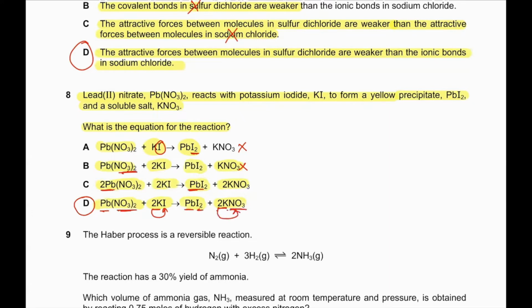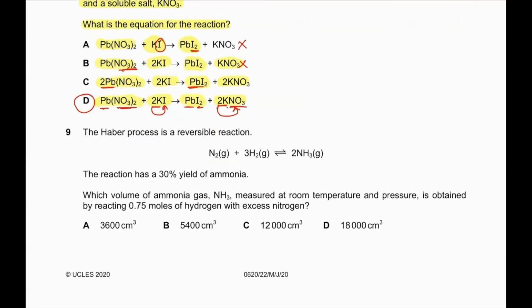So yes, this is a balanced equation. 8D is the correct answer. Question number 9. The Haber process is a reversible reaction. N2 gas reacts with H2 gas to produce 2 ammonia gas. A reaction has 30% yield of ammonia.